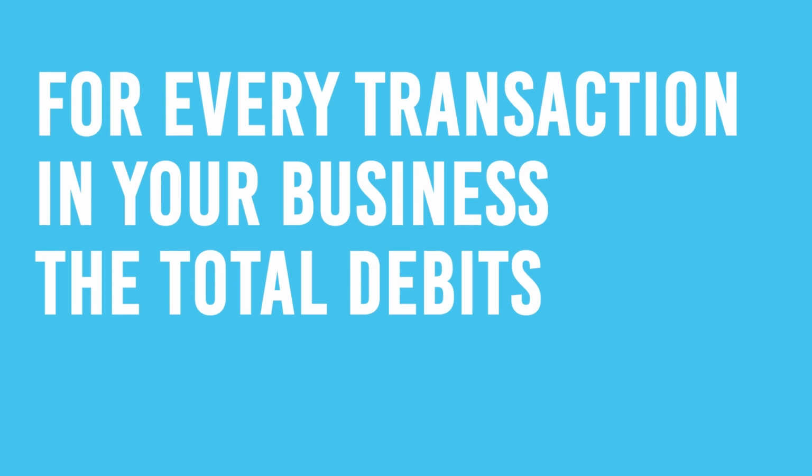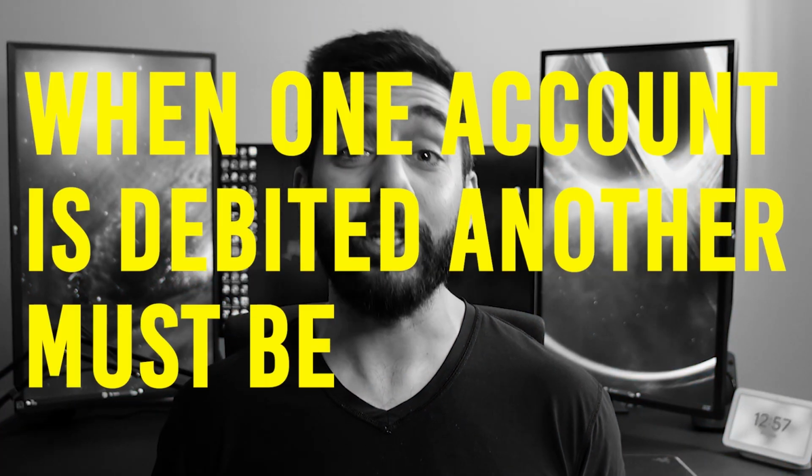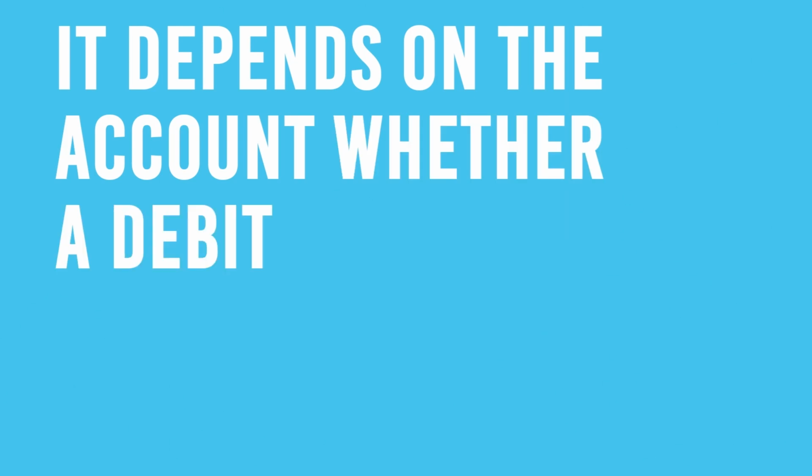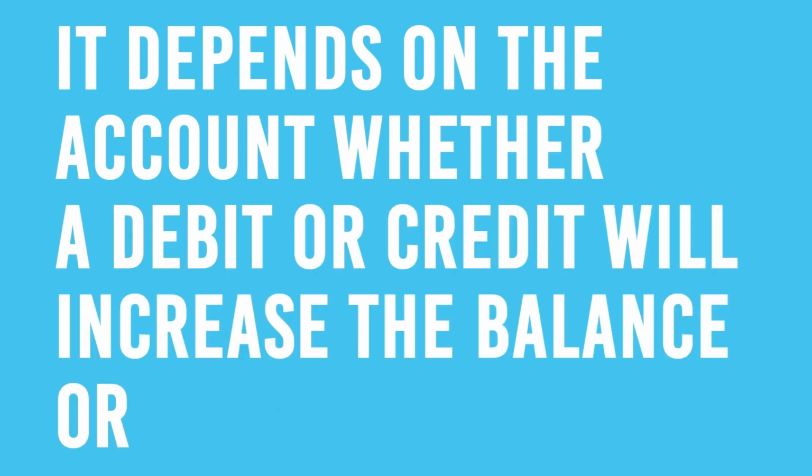Rule number 2, for every transaction in your business, the total debits must equal the total credits. That means that if you debit one account for $100, you have to credit another account for the same amount. That's why everything balances. Now it is possible that for some transactions more than 2 accounts are affected, but remember, it'll never be less than 2. And that's why rule number 2 is when one account is debited, another must be credited. Now rule number 3 is usually the one that causes the most confusion, but bear with me and we'll figure it out. Rule number 3 is this.